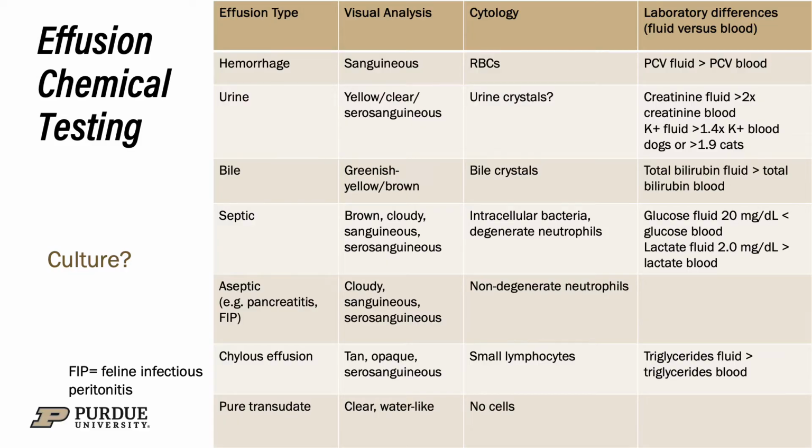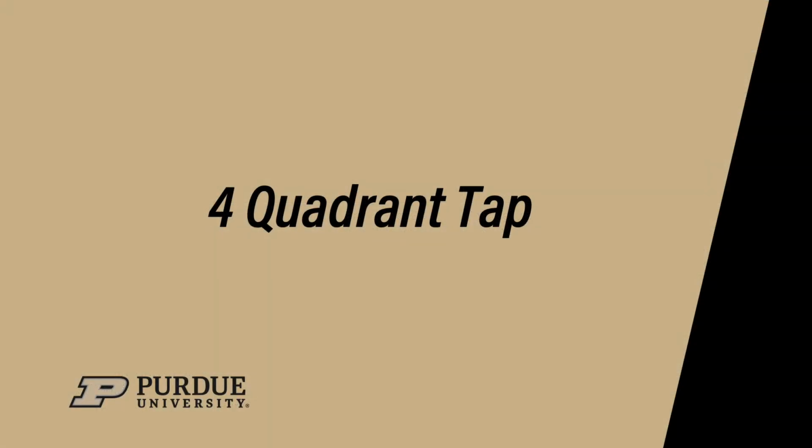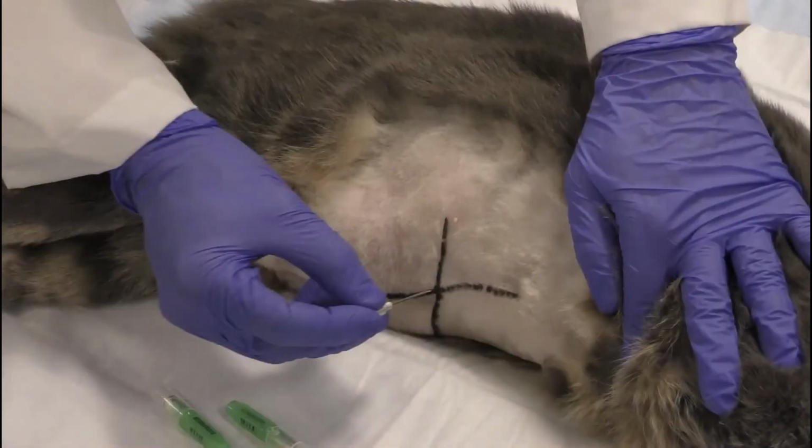In most cases of septic peritonitis, do not delay an exploratory laparotomy while waiting for culture results. Abdominocentesis can be conducted blindly, as in the 4-quadrant tap, or via ultrasound guidance. Place the patient in lateral recumbency to minimize contact with the spleen and clip an approximately 10 cm by 10 cm area surrounding the umbilicus. The procedure can also be done in right lateral recumbency or standing.